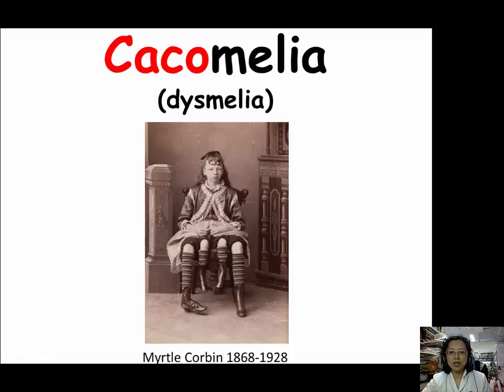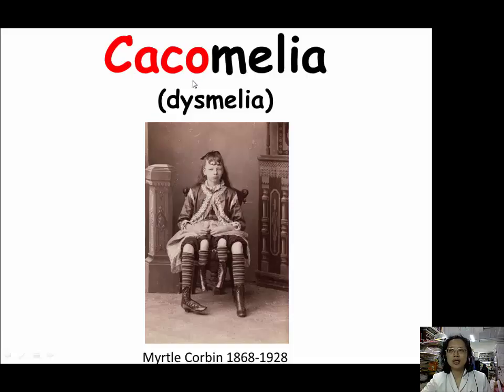Each of her smaller inner legs, as you can see, she has two smaller inner legs, was paired with one of her outer legs, which are bigger. She was said to be able to move her inner legs, but they were too weak for walking. And this is one kind of cacomelia.